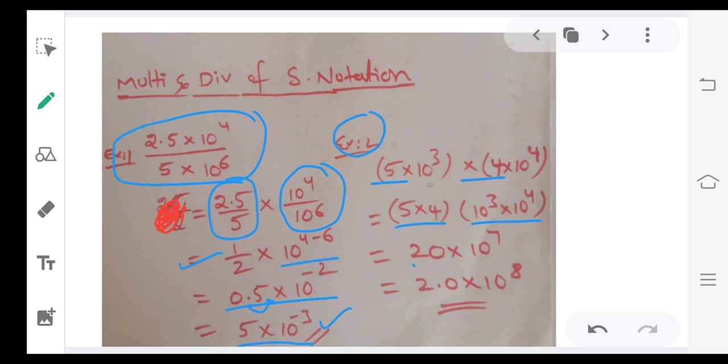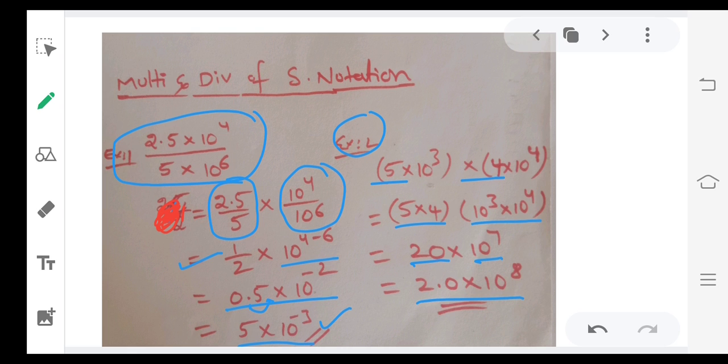So 5 into 4, 20, 10 power 3 into 10 power 4. So we can add powers 3 plus 4, that is 7, 10 power 7. So we can write the answer in scientific notation by keeping the point here: 2.0 into 10 power 8. Moving the point towards the left means the power increases. Moving towards the right means the power decreases. Remember. So this is about scientific notation, addition.